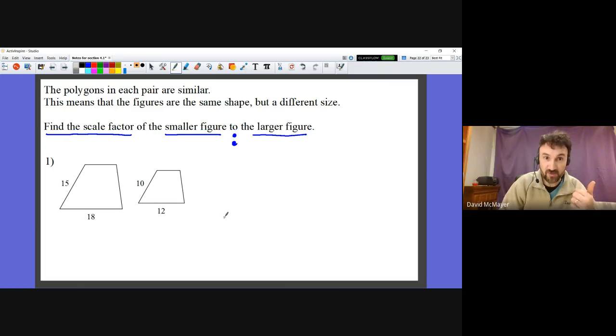The last problem we did was a 3 to 5 scale factor. Let's see what this one is. Well, all you need to do is match up some side lengths. Looks to me like these shapes are in the same orientation. So this bigger shape has a 15 on that diagonal side length, and the matching side length on the smaller shape is 10. If we're going to do smaller to larger, that ratio is a 10 to 15 ratio.